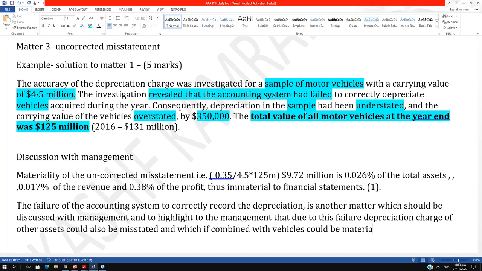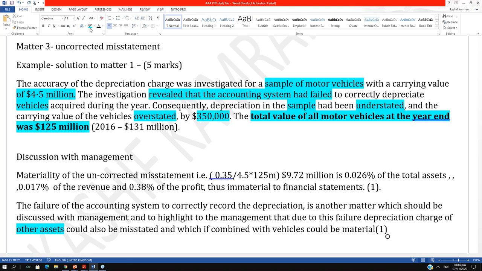We are telling management that on the basis of the vehicles it's immaterial, but because this accounting system records the depreciation, which is very important, and because of the failure of this accounting system to record a correct depreciation, if we take the failure on the other assets like the property, plant, and equipment, is there a chance that if the depreciation of the other assets are also wrongly calculated, the amount can become material? Currently, it's just 9.72 million, right? But can this amount become bigger if we look at the other tangible assets, right? So should we tell management that the failure of an accounting system is very important, because it can affect the depreciation charge not just of vehicles, it can also affect the depreciation charge of others, right? So second mark.